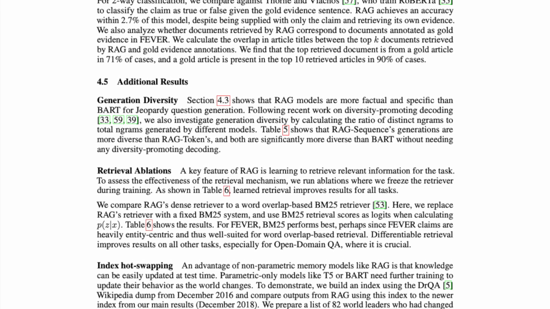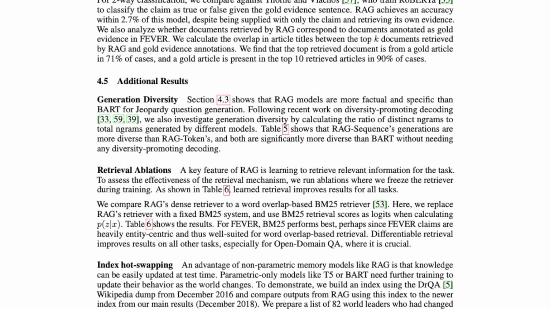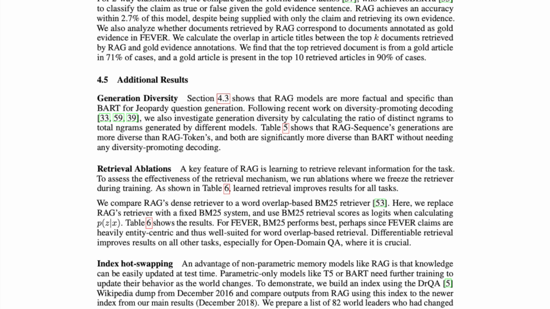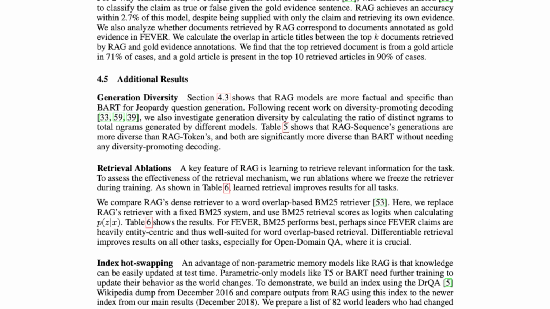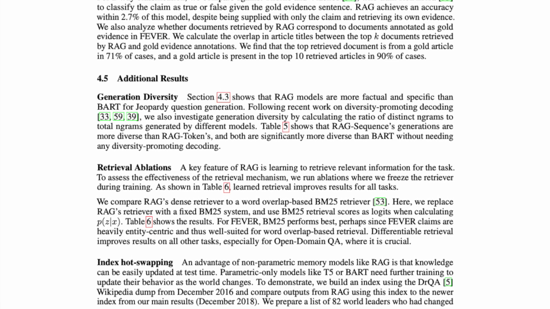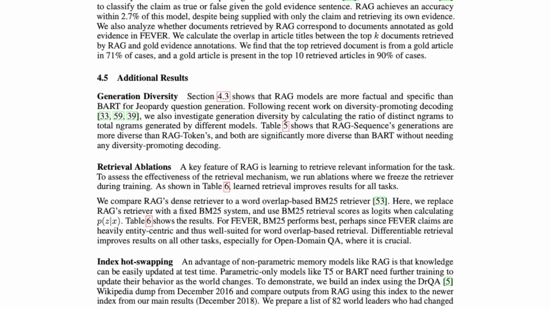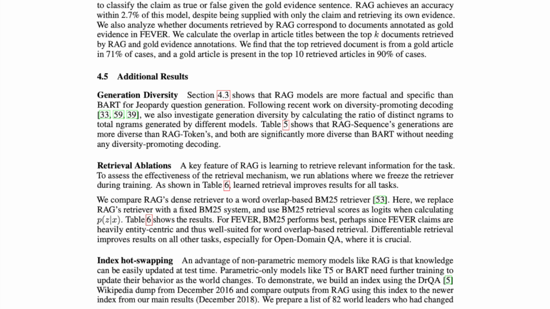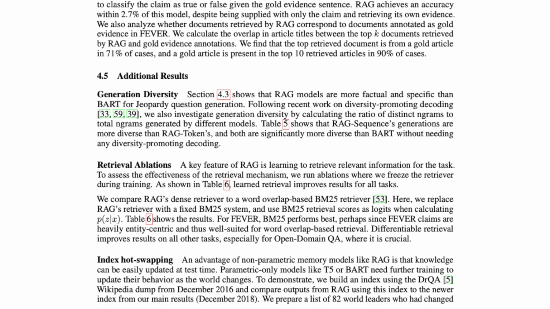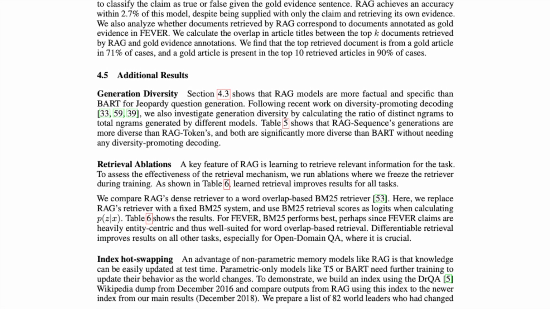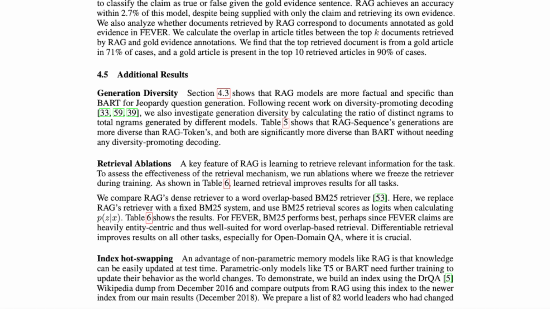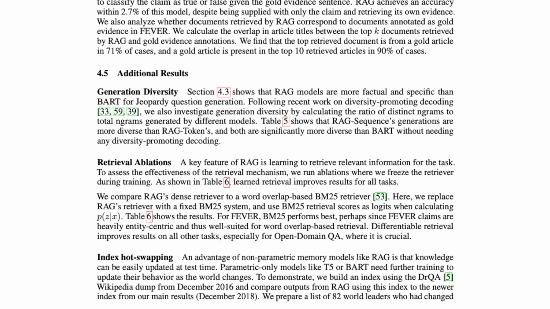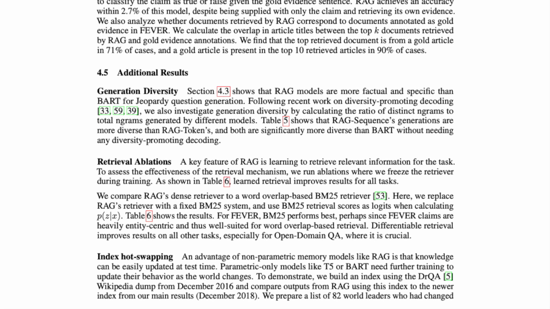4.5 Additional Results. Generation Diversity. Section 4.3 shows that RAG models are more factual and specific than BART for Jeopardy question generation. Following recent work on diversity-promoting decoding, we also investigate generation diversity by calculating the ratio of distinct n-grams to total n-grams generated by different models. Table 5 shows that RAG-Sequence's generations are more diverse than RAG-Token's, and both are significantly more diverse than BART without needing any diversity-promoting decoding.